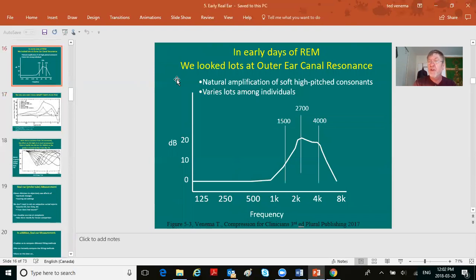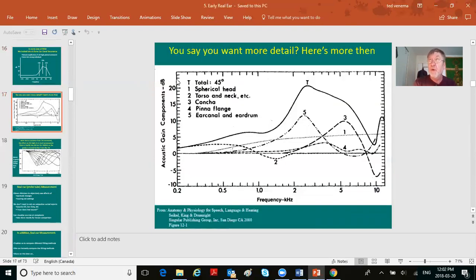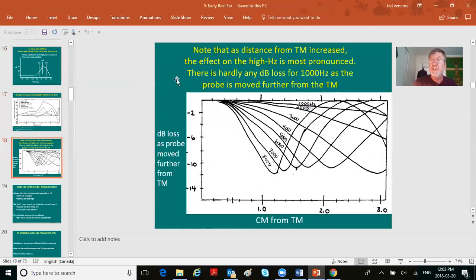Okay, I'm just showing you the total. This one's giving you the whole breakdown. Nonetheless, with real ear measurement, that's how they discovered all of this stuff. Now, here's something else to note. As the distance from the tympanic membrane is increased, the distance from the end of the tube, the effect on the high frequencies is most pronounced. There is hardly any loss in decibels for 1,000 hertz.